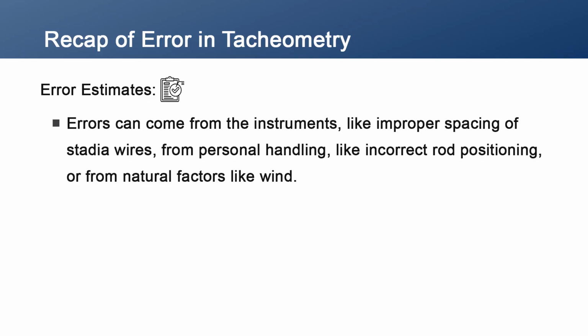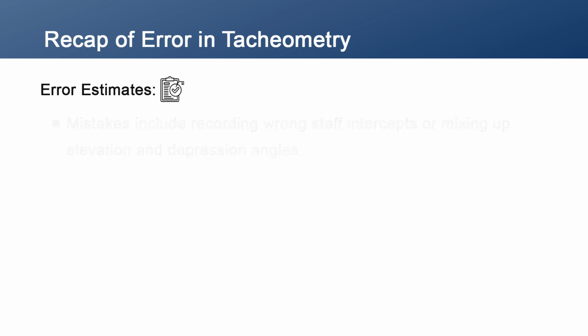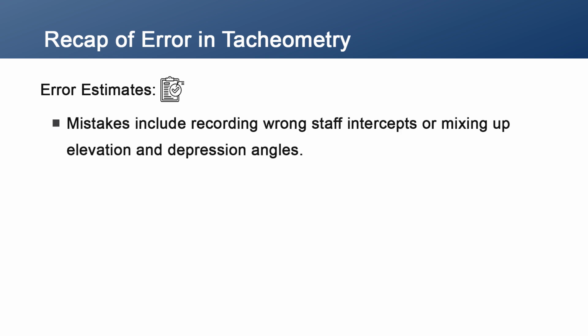Let us quickly recap the key points about errors, mistakes and accuracy in tachymetry. Errors can come from the instruments, like improper spacing of stadia wires, from personal handling, like incorrect rod positioning, or from natural factors like wind. Most errors can be minimized with careful use of the equipment and by limiting sight lengths. Mistakes include recording wrong staff intercepts or mixing up elevation and depression angles.